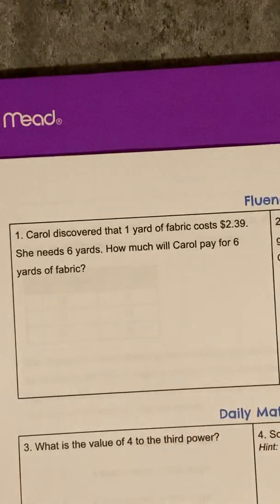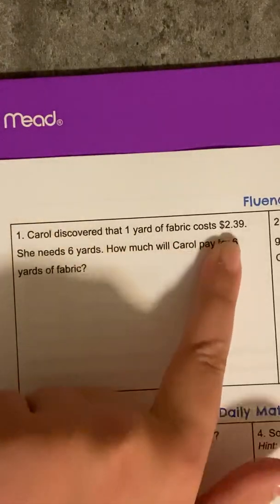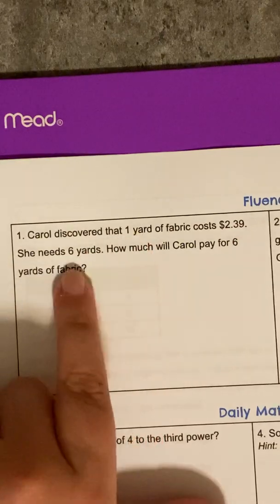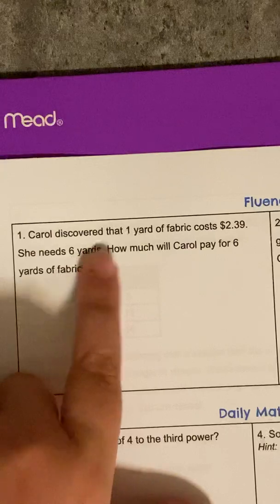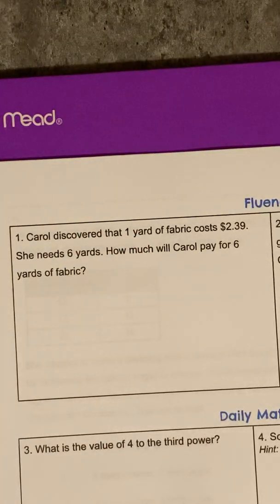Carol discovered that 1 yard of fabric costs $2.39. She needs 6 yards. How much will Carol pay for 6 yards of fabric? So if we know that 1 yard costs $2.39, we need to get from 1 to 6. Well, we're going to multiply by 6. We need 6 of those prices to get 6 yards. So we're going to multiply.